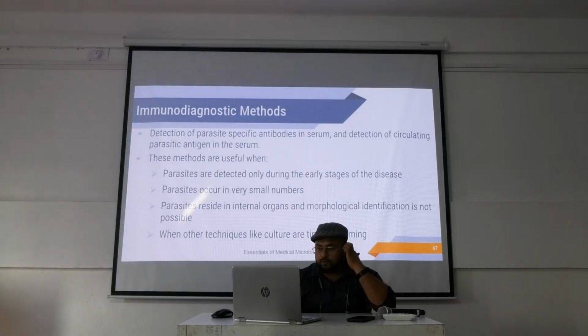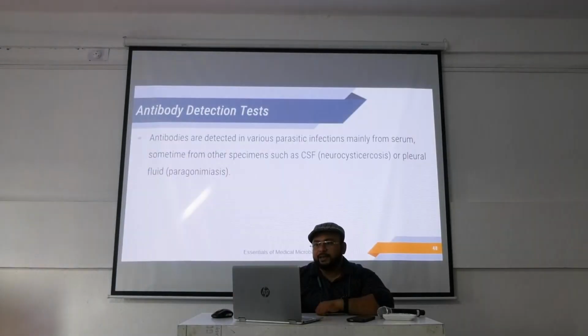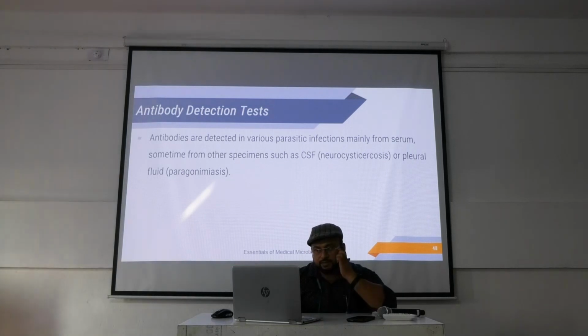When would we prefer immunodiagnostics? When the parasite resides in internal organs, for example, and is not excreted in stool, so morphological identification is not possible, or when other techniques like culture are time consuming. Antibodies are detected in various parasitic infections, mainly from serum, but also from other fluids such as CSF in neurocysticercosis or pleural fluid.